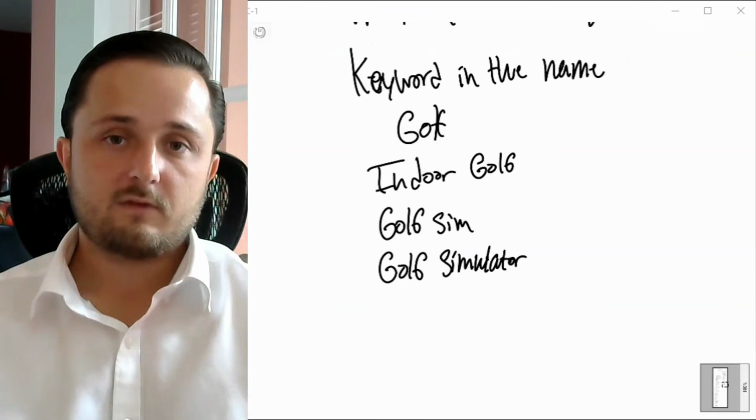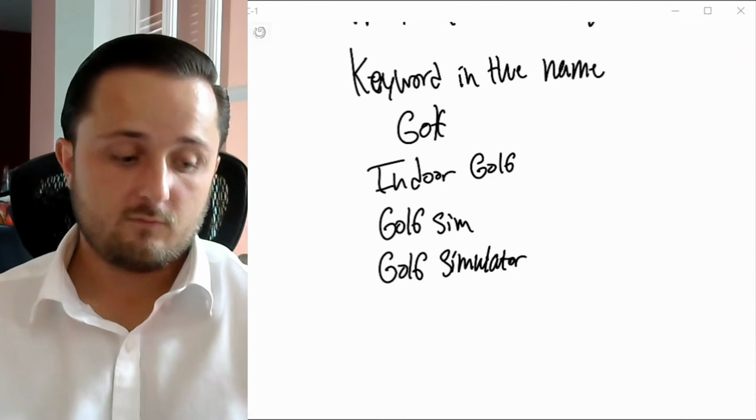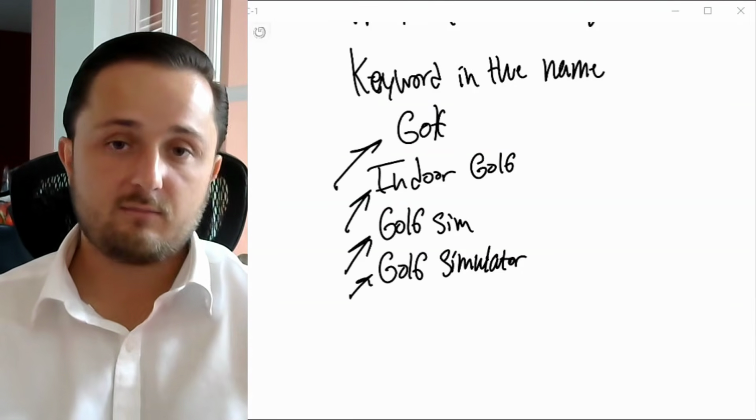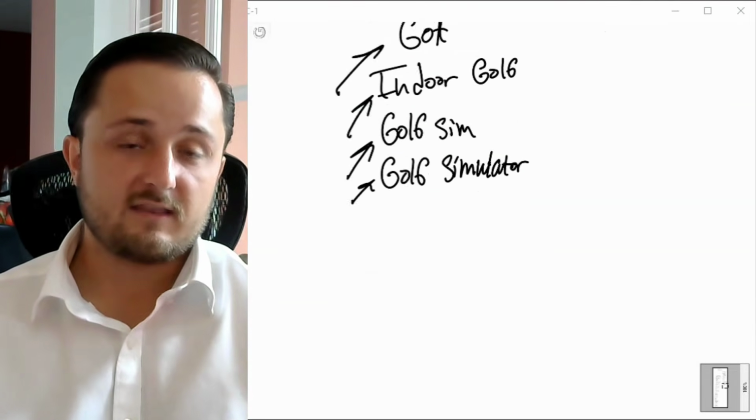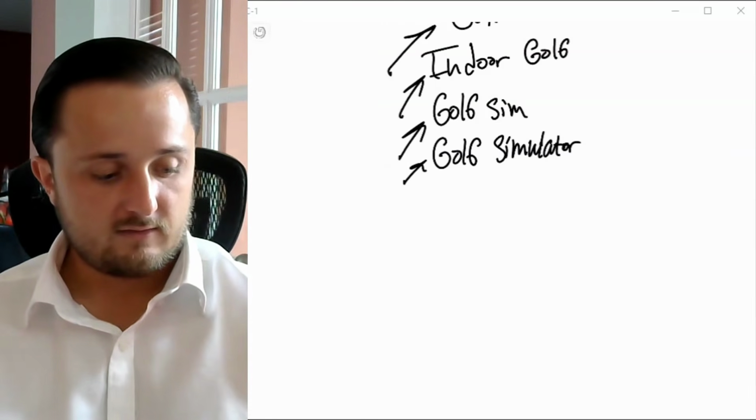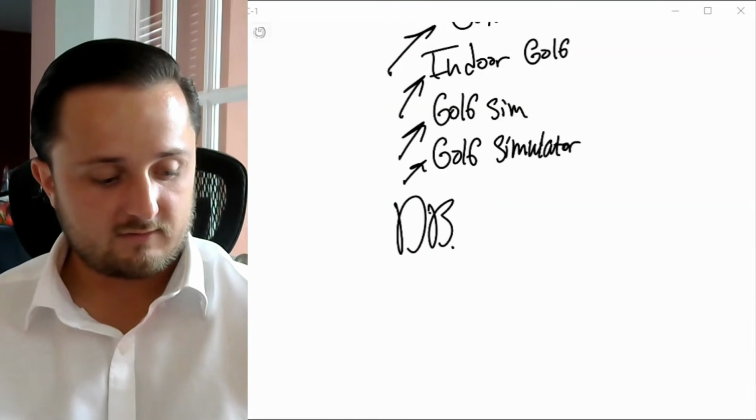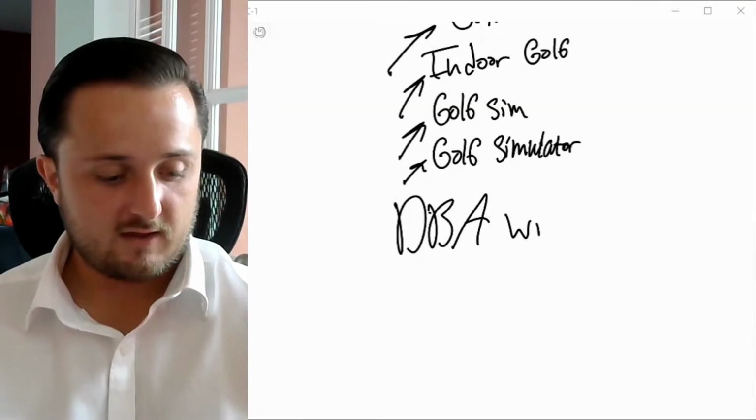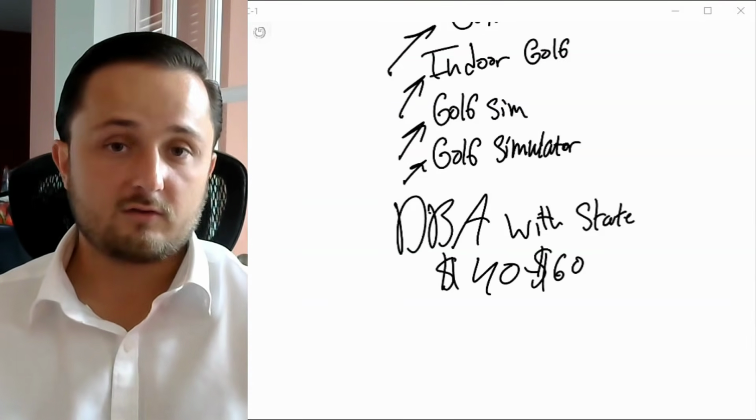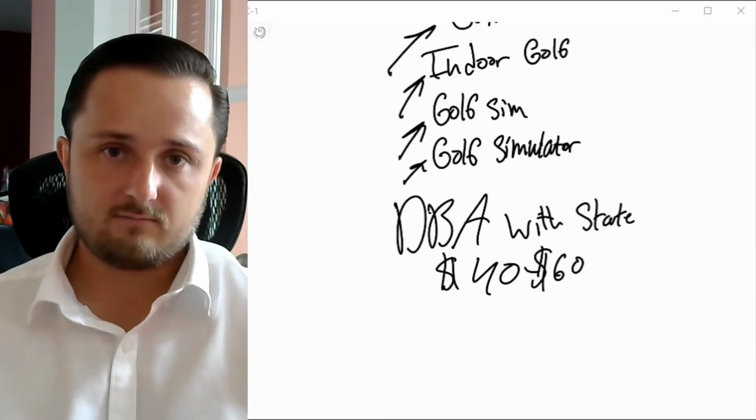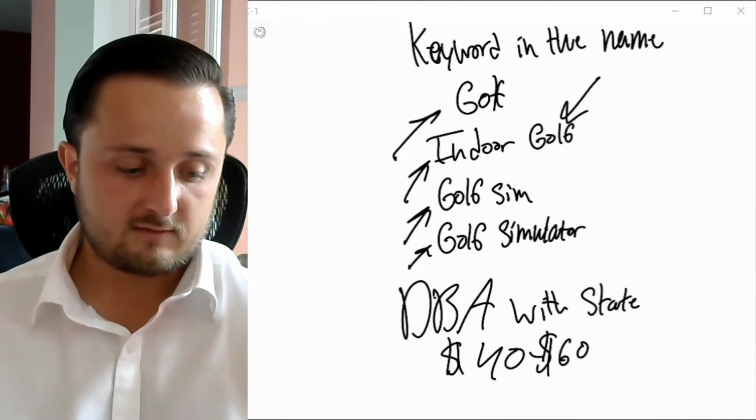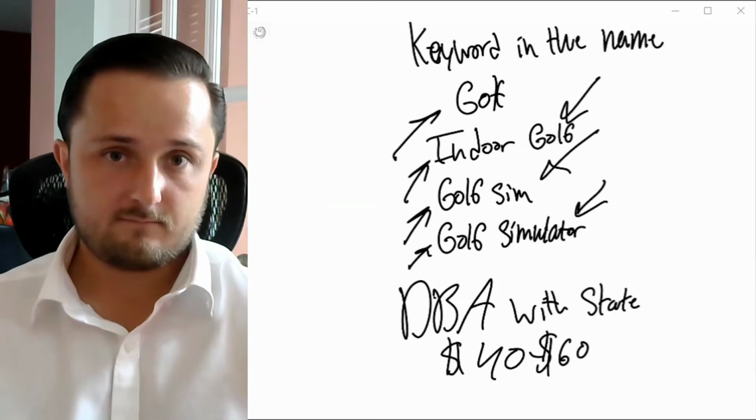Now, if you don't have one of these keywords in the name of your Google Business Profile, and it's not in your LLC documents or incorporation documents, then you can file a doing business as with the state, for like $40 or maybe $60. Then you can start operating under a different name. You can do business as and include these keywords in the name.